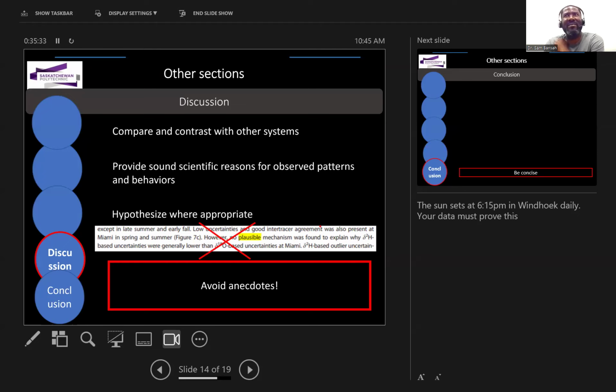Avoid conjectures. This is just a conjecture. It's not captured in your data. Avoid it at all costs. For example, the sun sets at 6:15 in Windhoek. If your data doesn't capture it anywhere in the paper, that's an anecdote. Nothing in your data shows that this is true. Even if it is true, in this document you are presenting, nothing really shows that it is true. So avoid anecdotes when you are writing the discussion section.